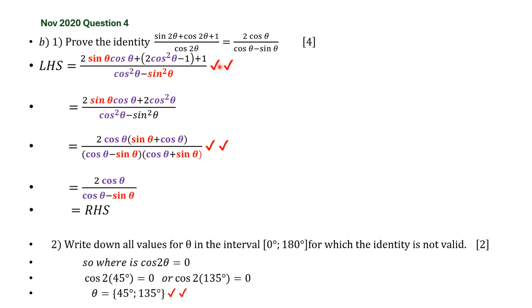Right, so here we gave you 1 mark for the top, 2 cos squared minus 1, and another mark for cos squared minus sine squared. 1 mark here on the top for taking out the common factor, and another mark for factorizing at the bottom. That's your 4 marks, and here's my 2 marks. I hope you follow and understand. Right, let's look at the next question.